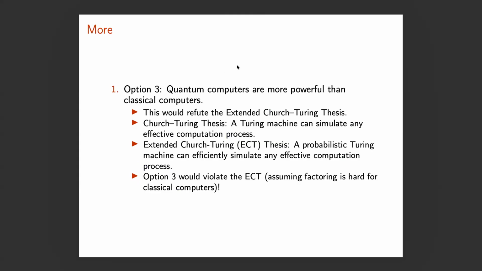And quantum computers are more powerful than classical computers. There are several arguments here. You have something which is called the extended Church-Turing thesis, which says that a probabilistic Turing machine can efficiently simulate any effective computation process. So there's a lot of interesting background, which we will not cover here. I'm just listing this as interesting background if you want to dive a little bit deeper and broaden your views on quantum computing and quantum information theories. Okay?